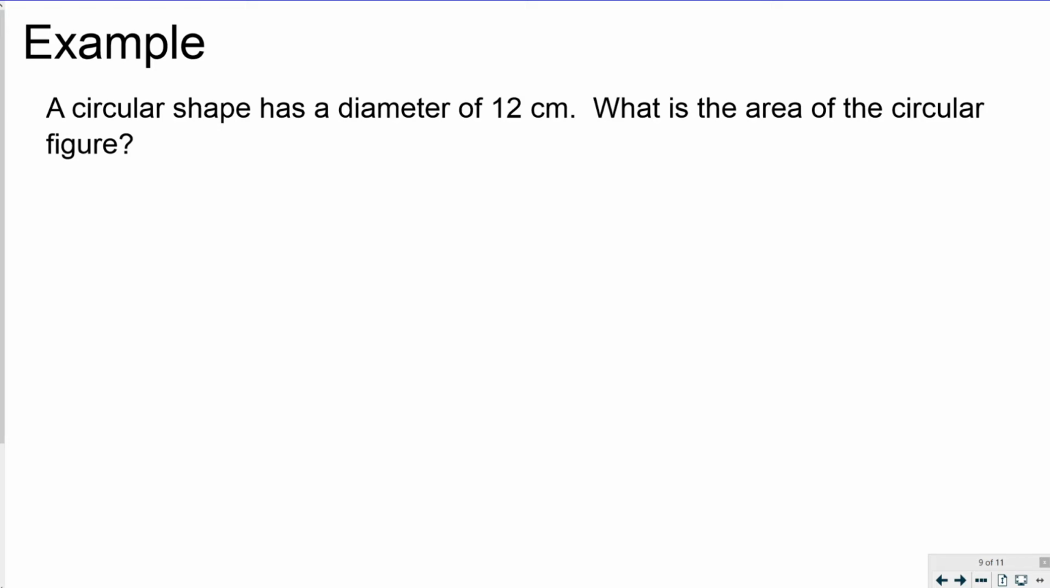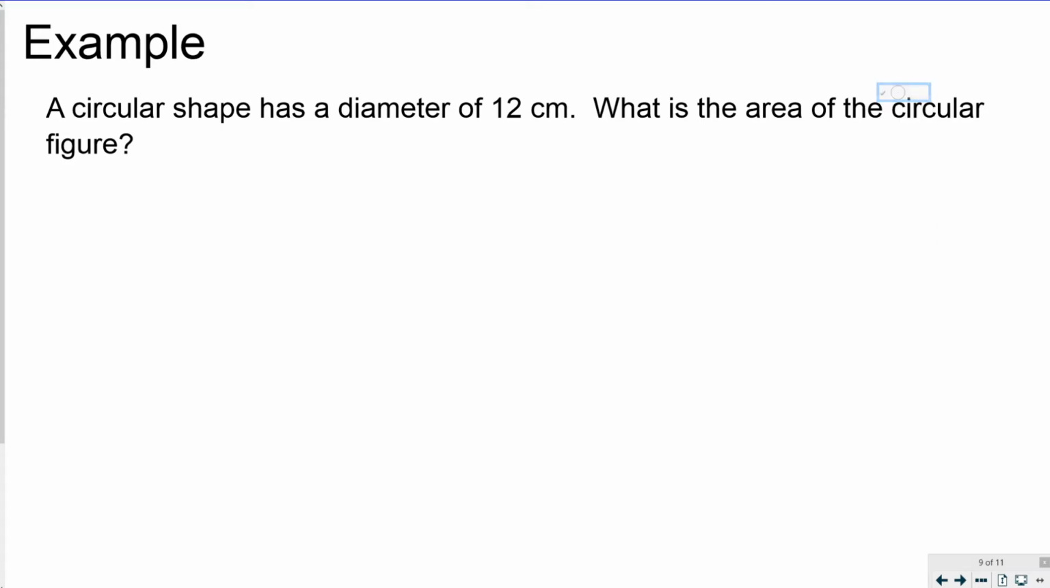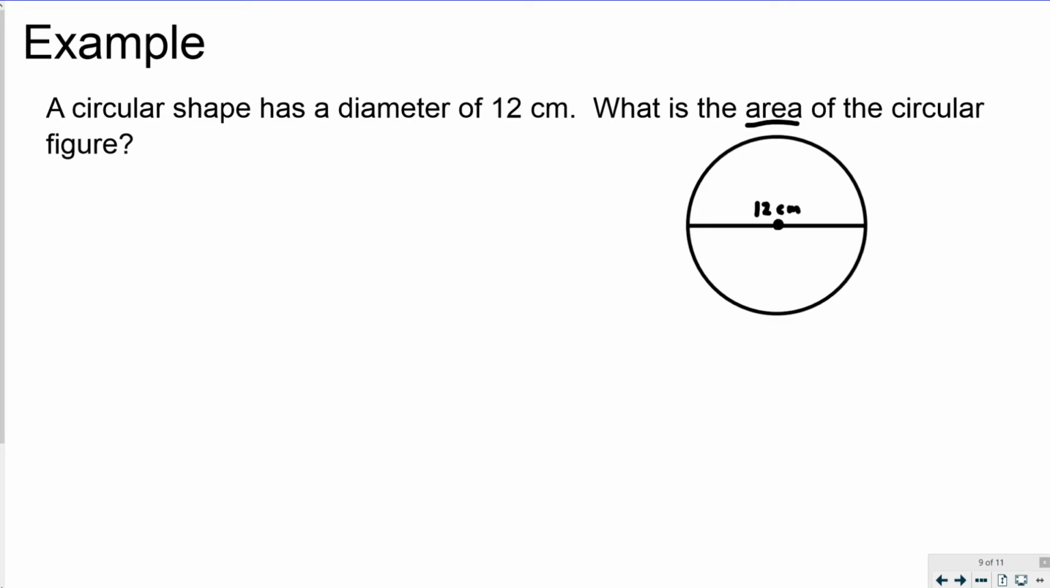So next, a circular shape has a diameter of 12 meters. What is the area of the circular figure? So I'm going to cheat a little bit, and I'm going to grab my shape tool and draw a circular figure. And then it says it has a diameter of 12 centimeters. Okay, so it says what is the area of the circular figure? And then it doesn't actually specify to me to use an approximation, a round, or anything. So I can give my answer in either way. So I'm going to do both just for this demonstration.